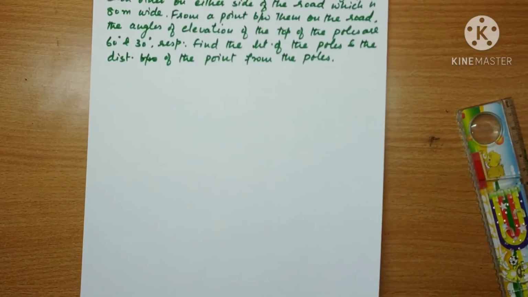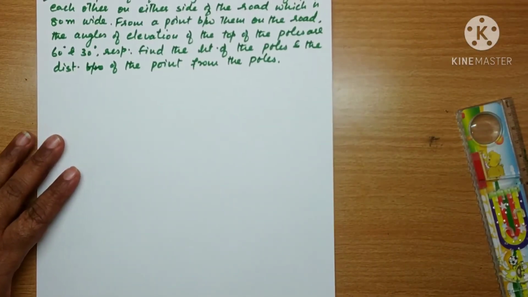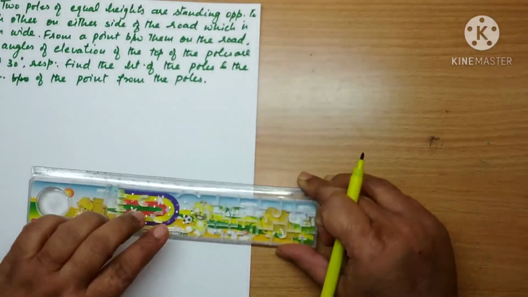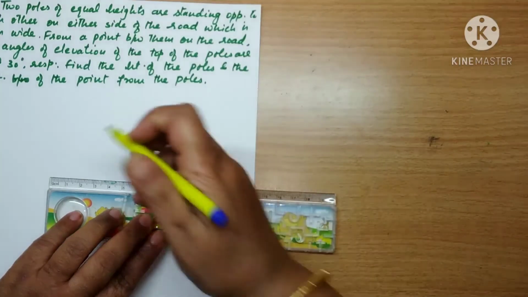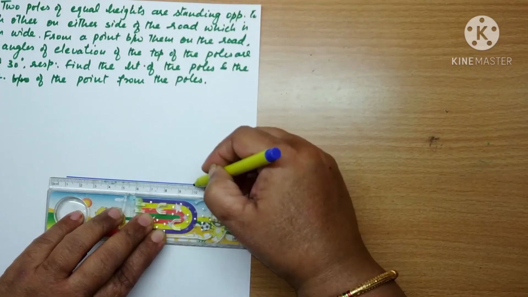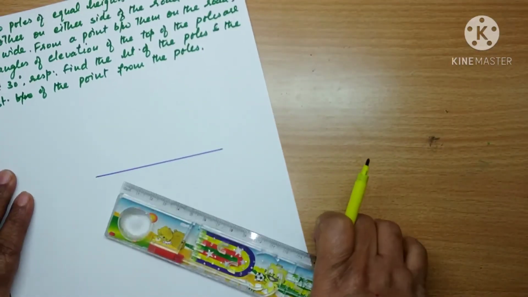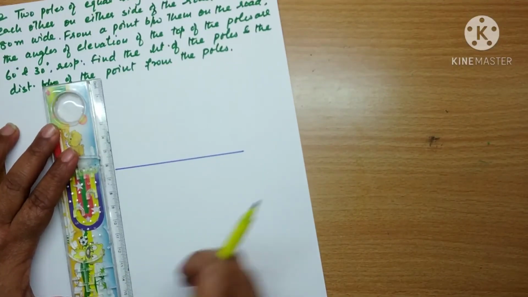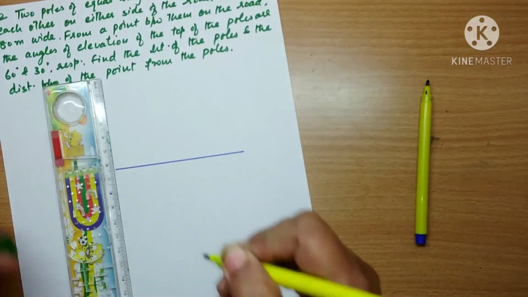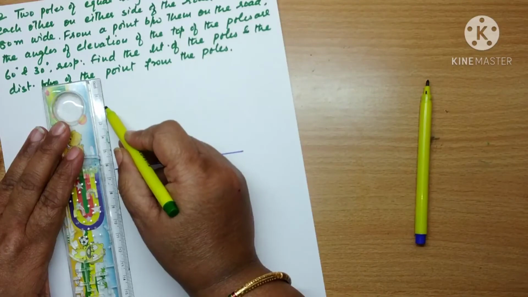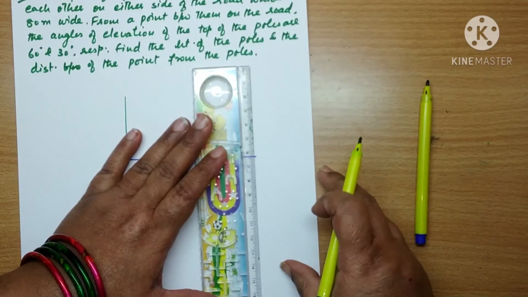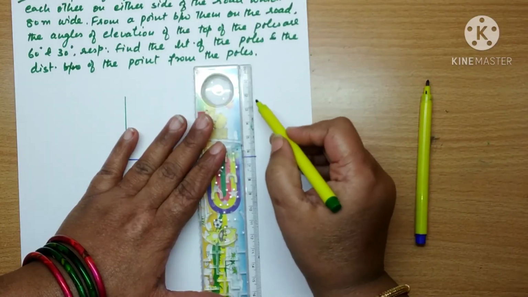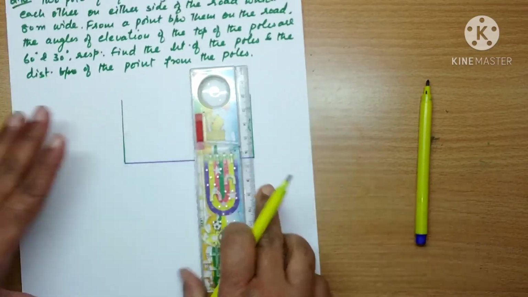Next, question number 10. Two poles of equal height are standing opposite to each other on either side of the road, which is 80 meter wide. We have a road which is 80 meter wide and two poles of equal heights. Let's mark the poles. So the poles are of equal height.